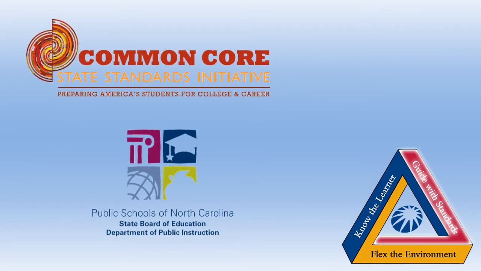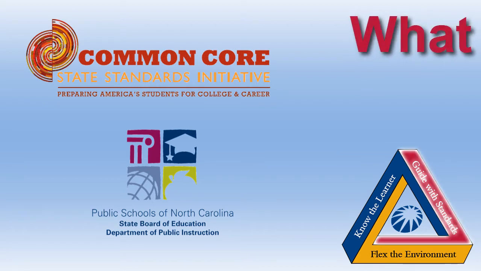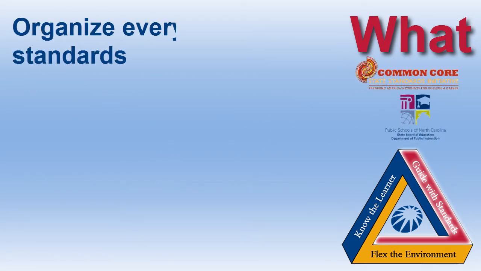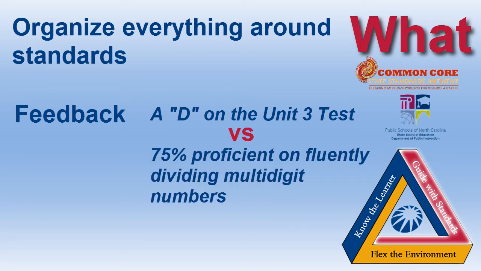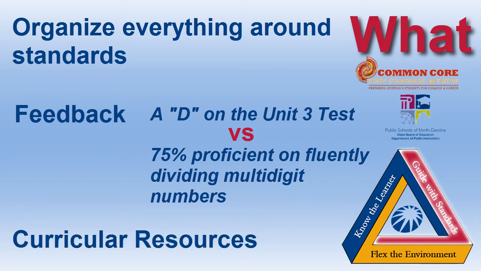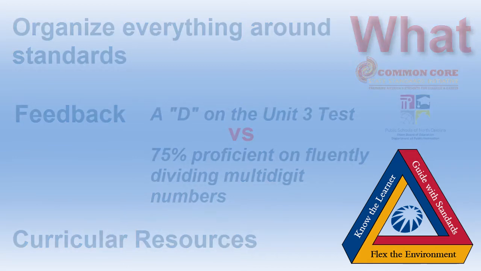Next, let's look at Guide with Standards. Standards, be they Common Core Standards or the North Carolina Essential Standards, are the guide for what students need to know. Thus, all teaching, learning, and assessment should be organized around these standards. A D on the Unit 3 test doesn't offer much insight, but 75% proficient on fluently dividing multi-digit numbers does. It tells teachers, students, and parents exactly what the student needs to work on. Then if the teacher's curricular resources are organized around standards, it is easy to identify which resources will help the student improve in this specific area.